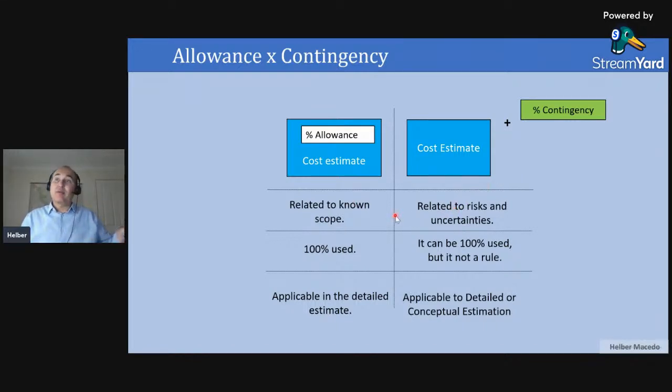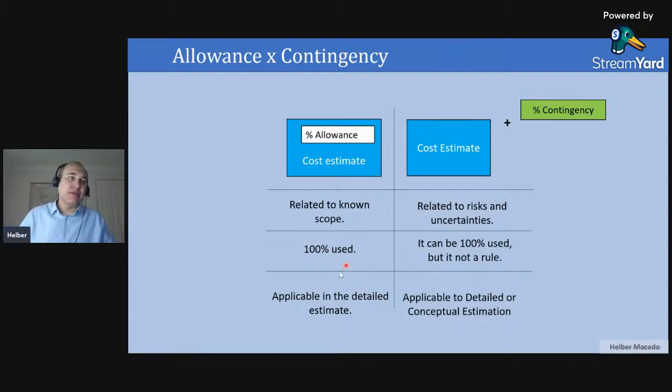Second difference, contingency is not scope. Allowance is correlated with scope. It's something that I will execute. Contingency is correlated with risks and uncertainties. So it's something that could happen, but could not happen. And for this reason, it could be not 100% used. So for sure, I will use allowance. Contingency, no. In some cases it will not be enough, which is not good but is a reality. But in some cases I will not use 100% of my contingencies.